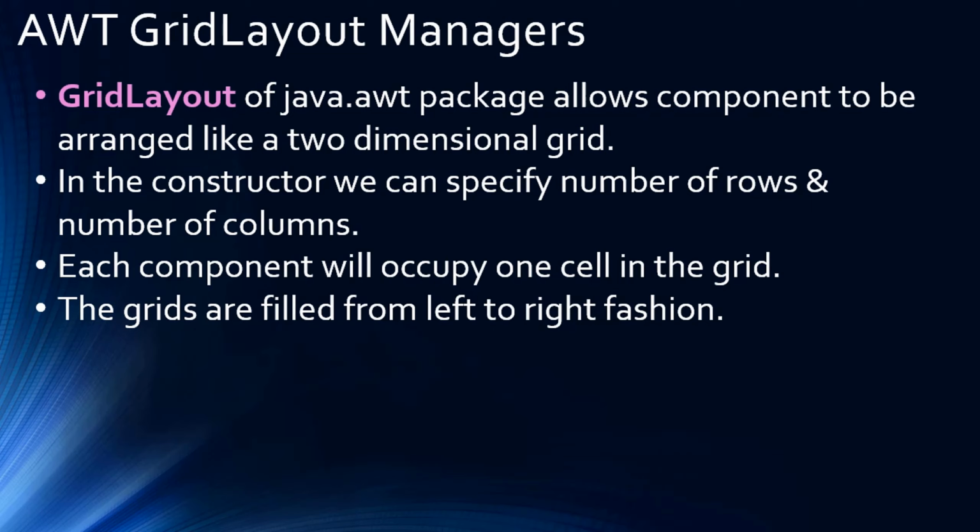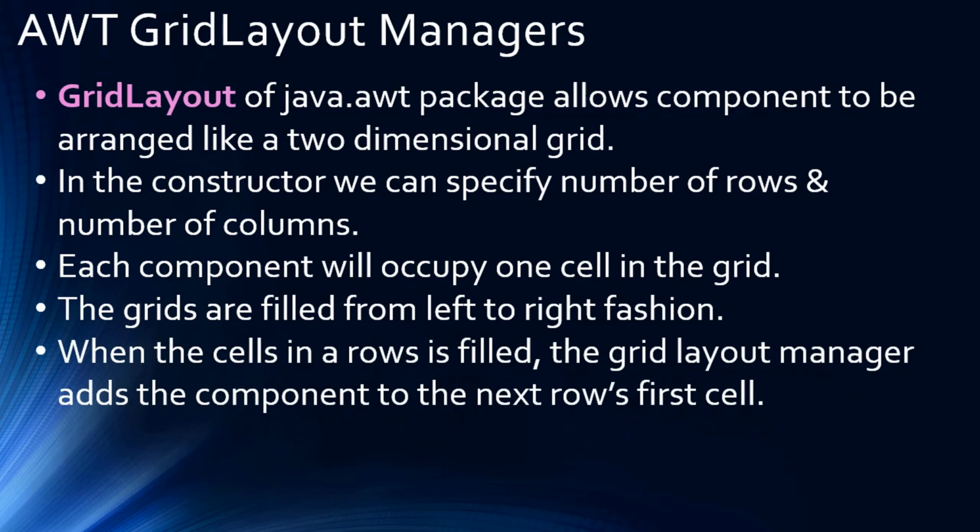So let's take a 3x3 grid, that means 3 rows, 3 columns. First the grid is filled from left to right. That means the buttons will occupy the first row, and when we are adding the fourth button, it will come to the next row's first cell. So when the cells in a row are filled, the grid layout manager adds the component to the next row's first cell. When that row also gets filled, then it will look for a third row and add the component.